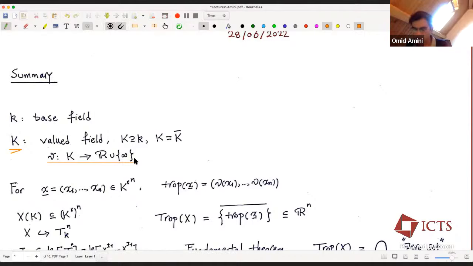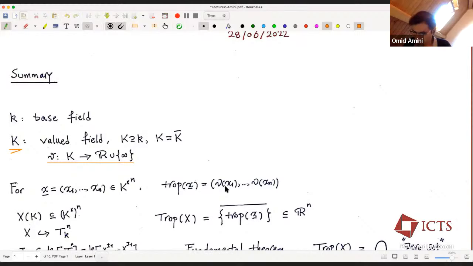So first of all, if you take a point which has coordinates x1 to xn inside K star, so all the coordinates are non-zero, then you can define the tropicalization of the point by just remembering the valuation of the coordinates. So it will be the valuation of x1 up to the valuation of xn.